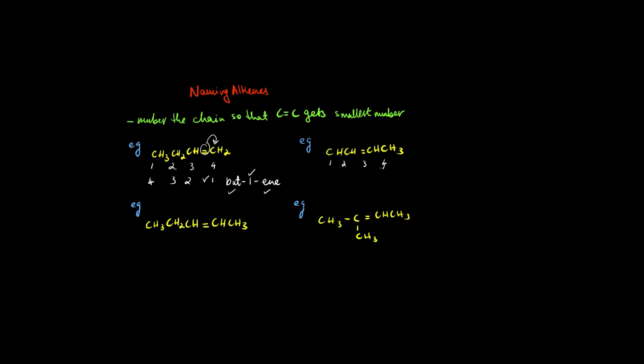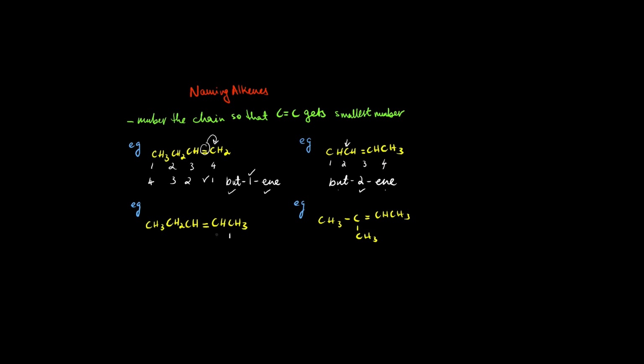If you count it from either side, the double carbon-carbon bond will get the same number. The double carbon bond is on the second carbon. So the name of this compound is but-2-ene. Why is the 2 there? Because the double carbon-carbon bond is on the second carbon atom now. And the but and ene are there because there are 4 carbons and it is an alkene.